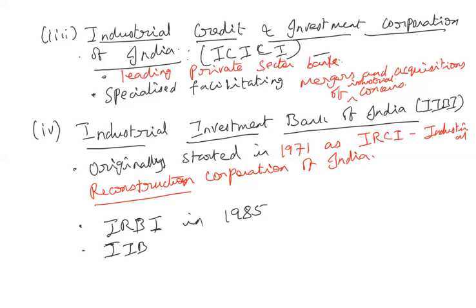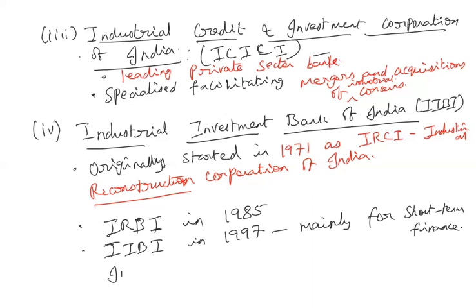It became Industrial Investment Bank of India in 1997, but it is mainly for short-term loans. So it invests for the short-term purpose, mainly for short-term finance. And finally, in 2012, IIBI was closed because the government of India proposed its merger with the Industrial Development Bank of India and Industrial Finance Corporation of India. But the IIBI refused to merge with these two financial institutions. So finally in 2012, the government closed the Industrial Investment Bank of India.